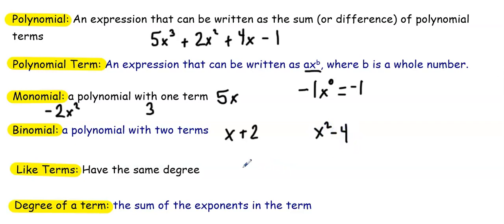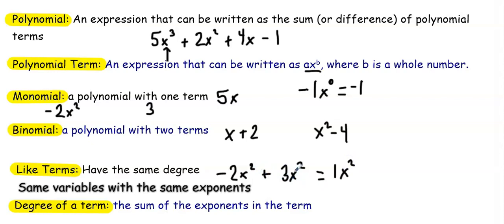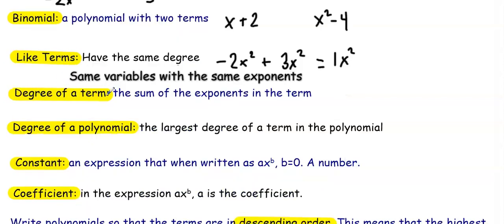Like terms have the same degree, so this will come in handy when we are combining like terms when we're adding and subtracting our polynomials later in this video. For example, -2x squared and 3x squared are like terms. If I add them together, I would get 1x squared. So as you can see in this example, like terms not only have the same degree, but they have the same variables with exponents.